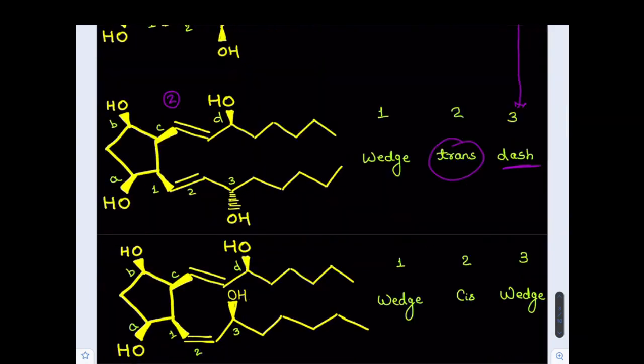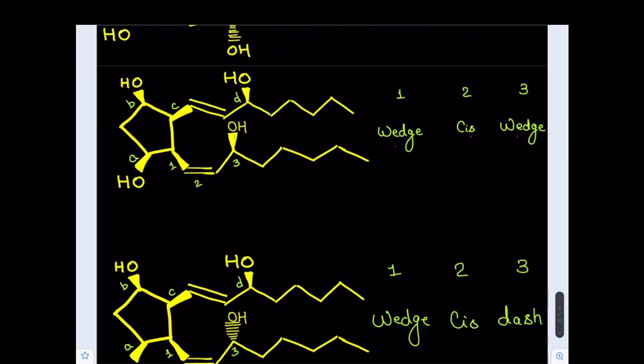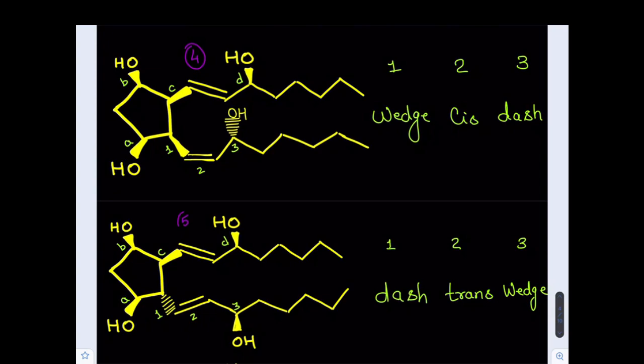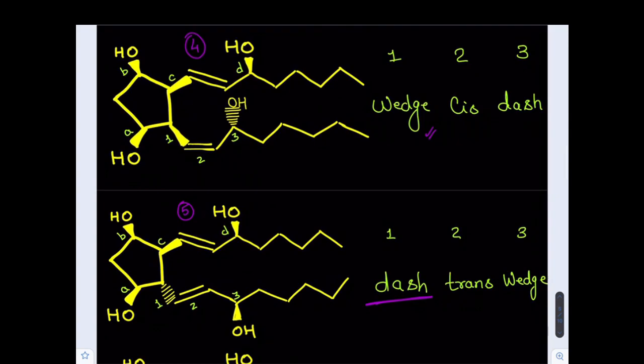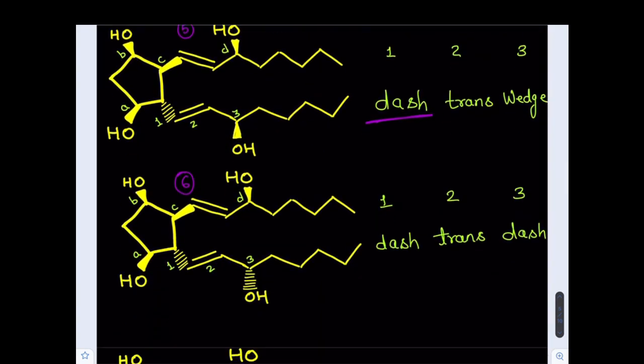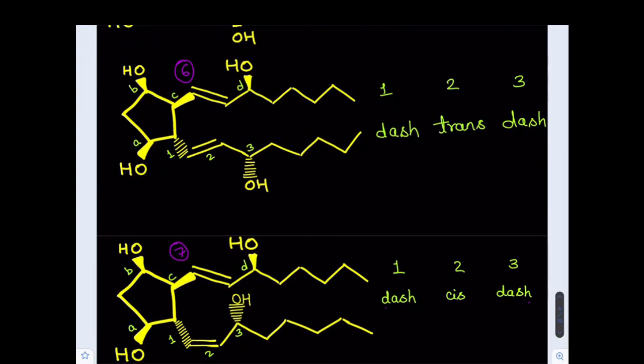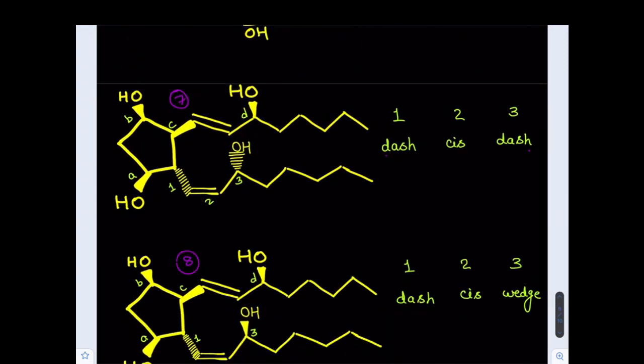Now I will start changing side 2. Wedge, cis and wedge, then wedge, cis and dash. That covered our possibility number 3rd and 4th. Similar proceeding, that first one, now I'm changing it to be dash. See, till first 4 they were all wedge. Now I'm moving it to dash and repeating the 4 combinations that we did with wedge. That is dash, trans, wedge; dash, trans and dash; dash, cis and dash; dash, cis and wedge.